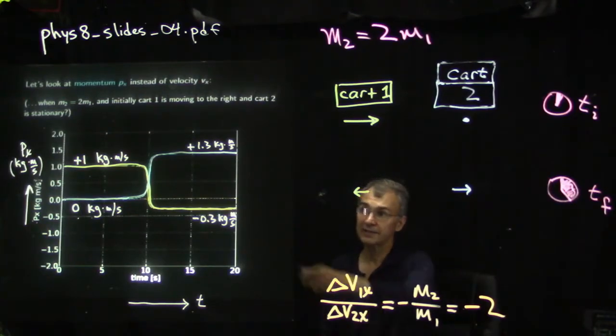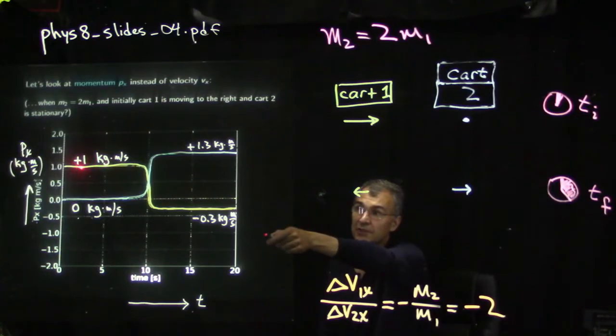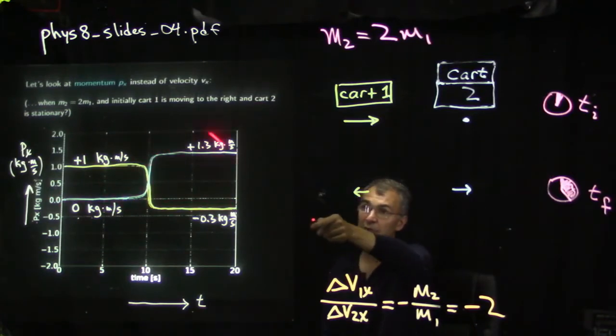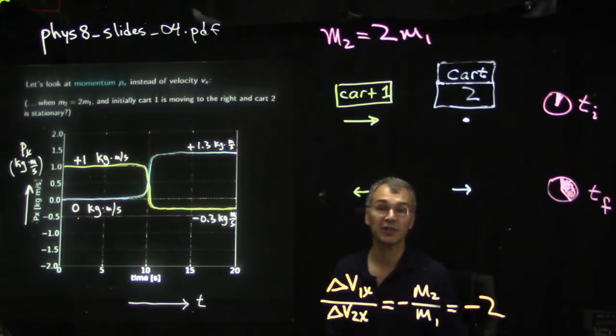So again, the change in p sub x for cart 1 is negative, the change in p sub x for cart 2 is positive, and those two changes have the same magnitude. Because momentum is a conserved quantity, and because this is an isolated system, momentum is constant for this system.